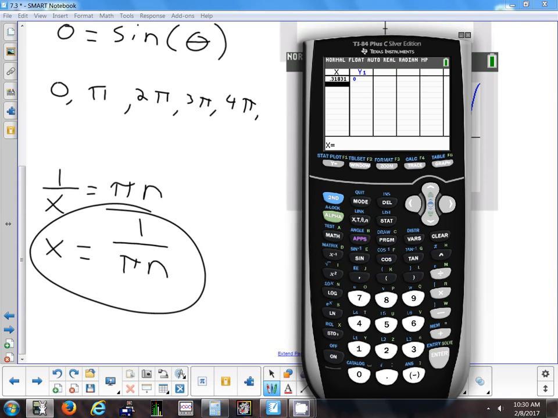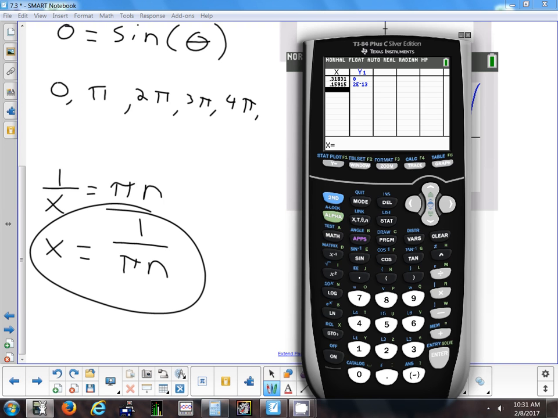What would be the next integer after 1? 2. Let's try 1 divided by 2 pi. I think I need parentheses around it. 2 pi. There's another time it crosses the x-axis. What would the next one be? The calculator is not smart enough. Where would the next one be? 1 divided by 3 pi. That's another time it crosses the x-axis.